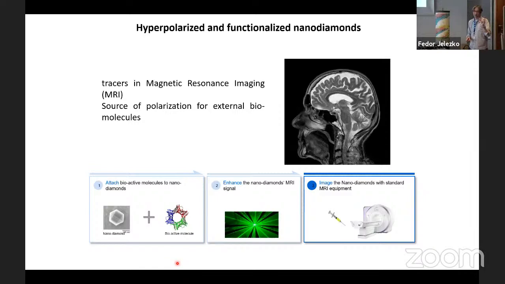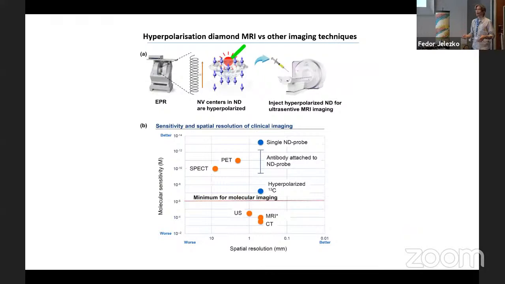We tried to benchmark this against existing techniques. So these are very different medical imaging techniques that are plotted with two figures of merit as axes. One is molecular sensitivity and the other is spatial resolution. Let me explain these benchmarks. This molecular sensitivity means how much molar concentration I can detect. So the best technique is here on the top.